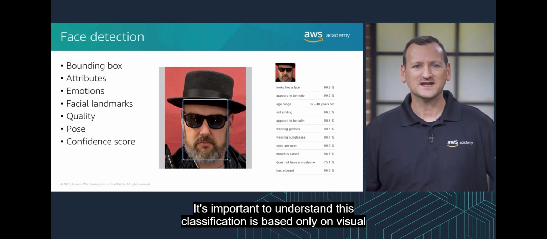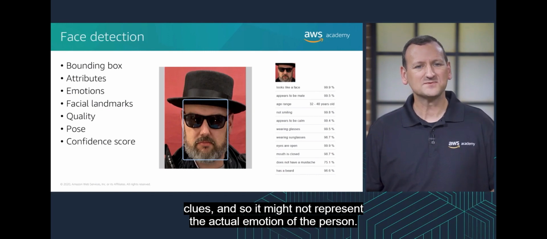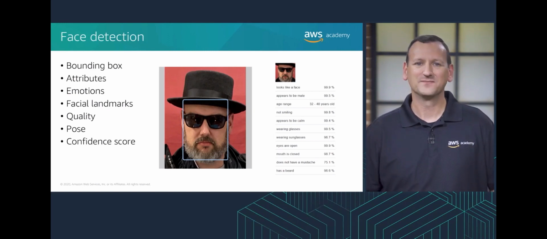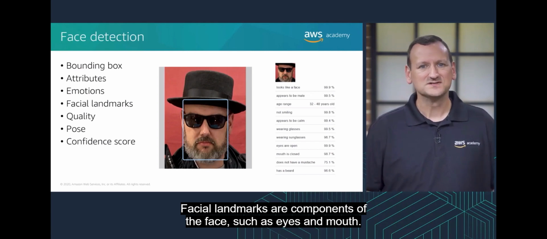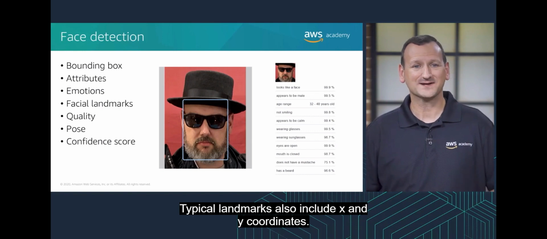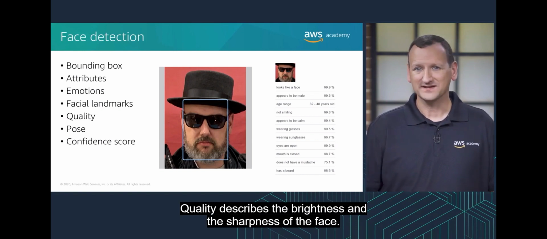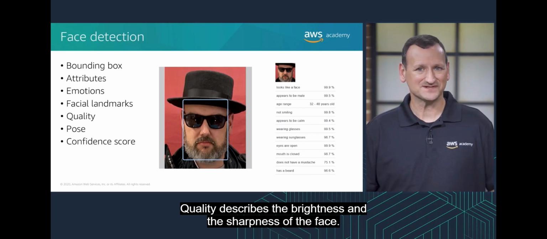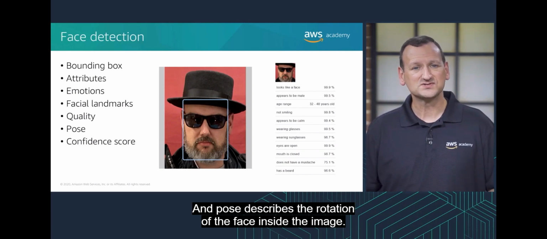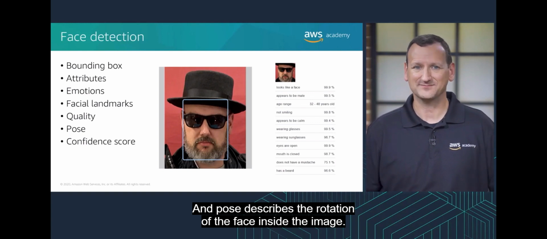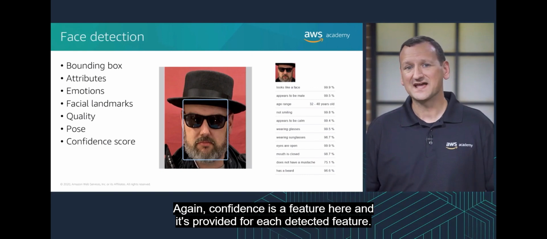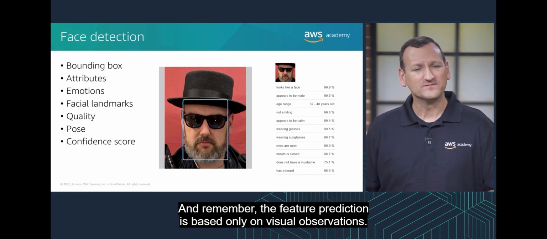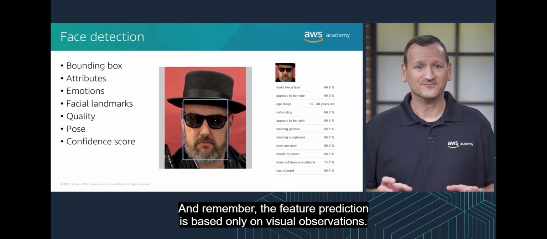It's important to understand this classification is based only on visual clues, and so it might not represent the actual emotion of the person. Facial landmarks are components of the face, such as eyes and mouth. Typical landmarks also include X and Y coordinates. Quality describes the brightness and the sharpness of the face, and pose describes the rotation of the face inside the image. Again, confidence is a feature here, and it's provided for each detected feature. And remember, the feature prediction is based only on visual observations.